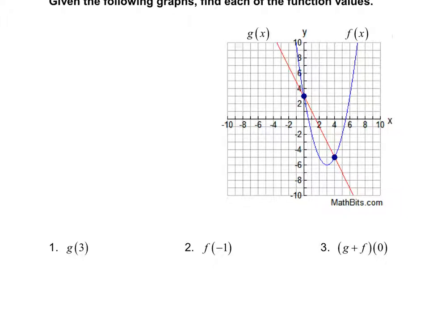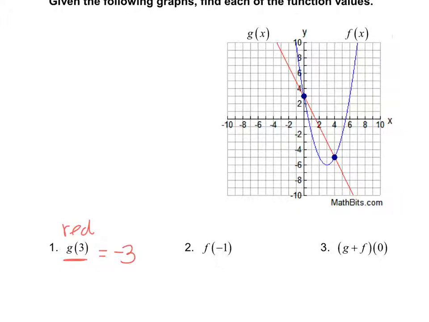For this first example, we're doing g of 3, so that's the red function. You're going to go to where x equals 3, which is right here, and then go find the red function, the y value. That's also going to be -3. That's all you do for that example.